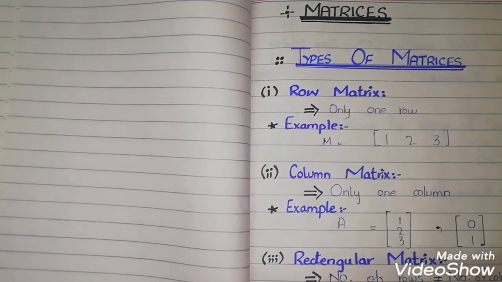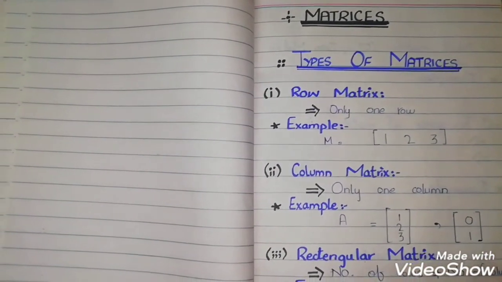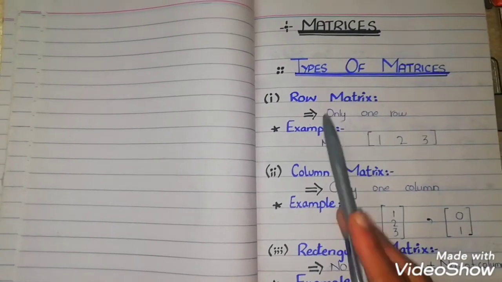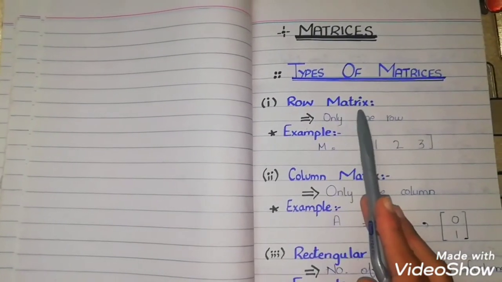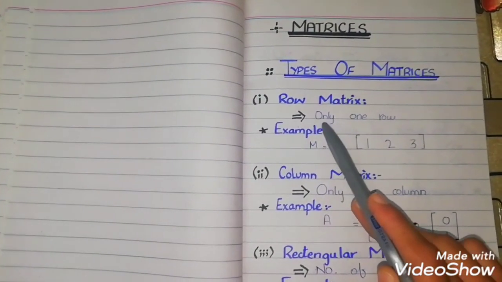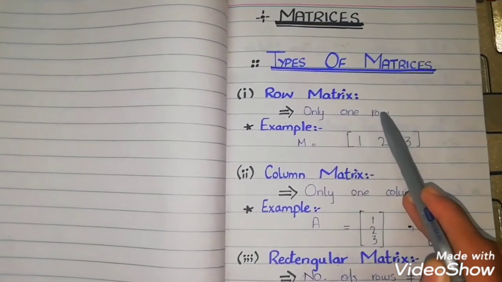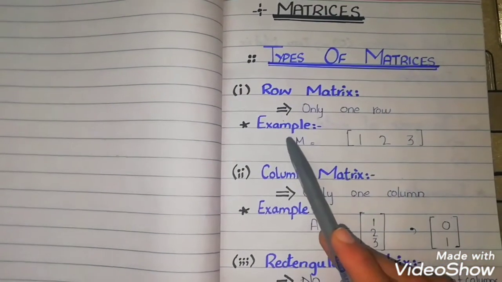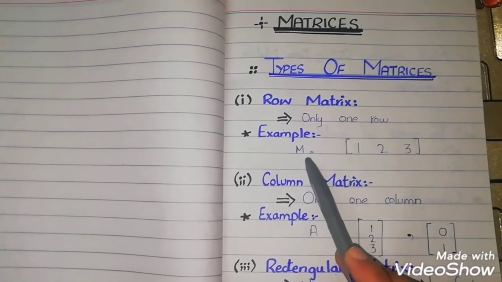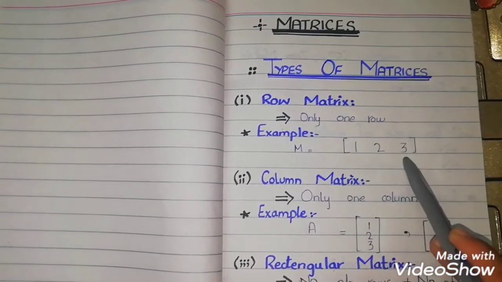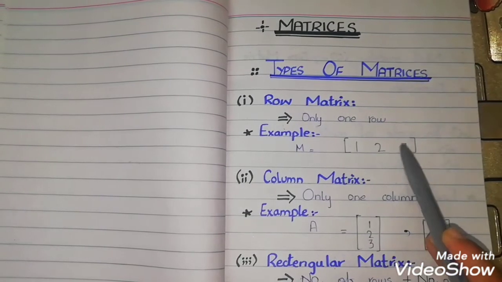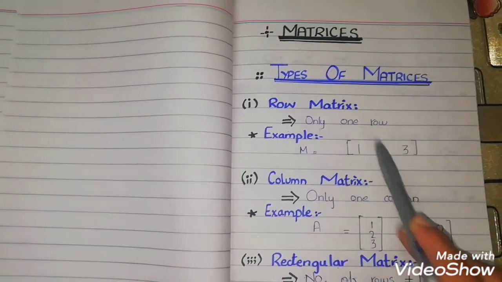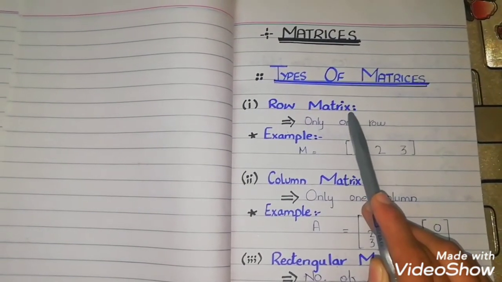In this video, I will explain types of matrices. First type of matrix is row matrix. This is a matrix in which there is only one row. For example, a matrix M is equal to [1, 2, 3]. It has only one row. So it is an example of row matrix.